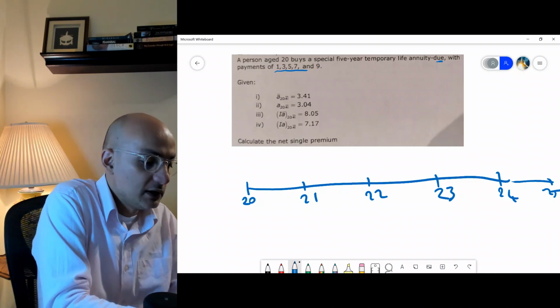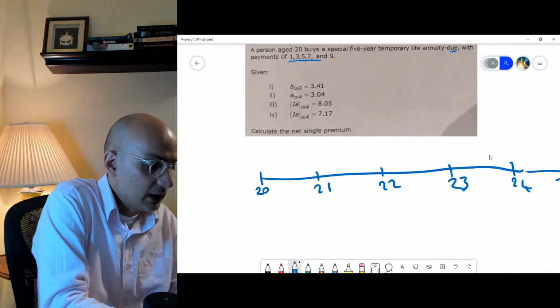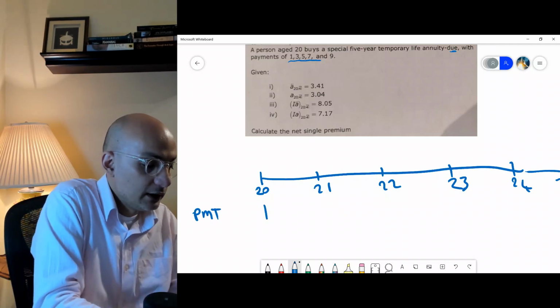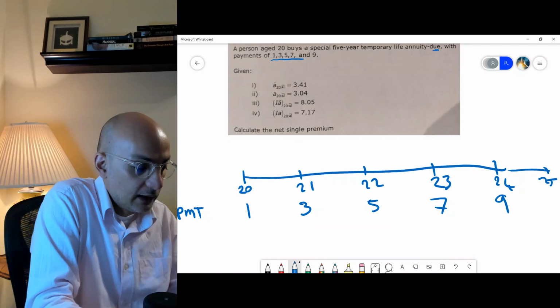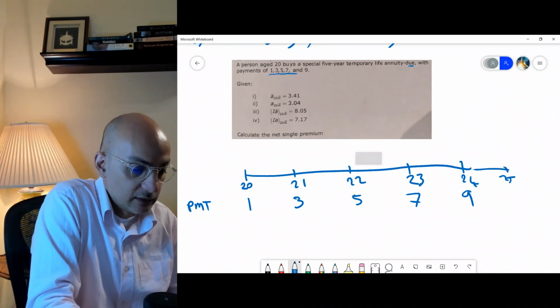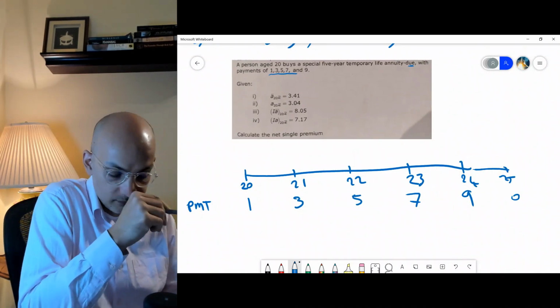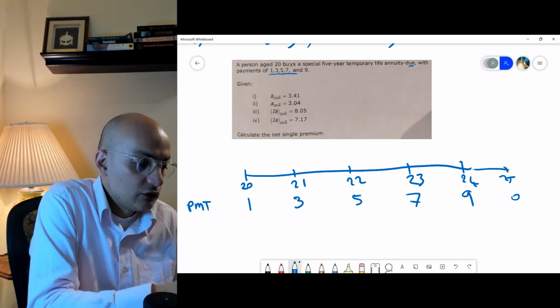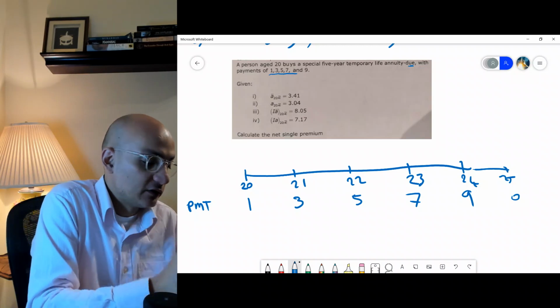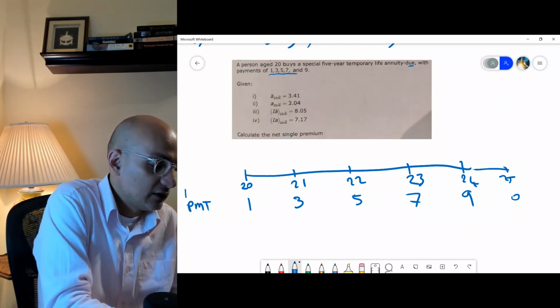Due means at the beginning of the year. So for this benefit, the payments are 1, 3, 5, 7, 9, and at the beginning of the year, right? So here, 0. We need to calculate the actuarial present value. The question is the actuarial present value of this payment.